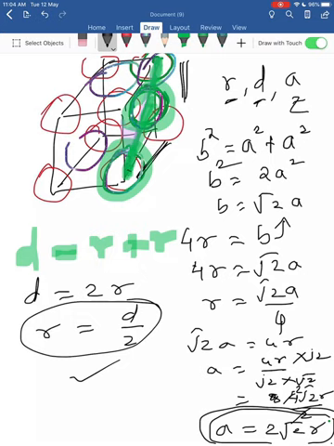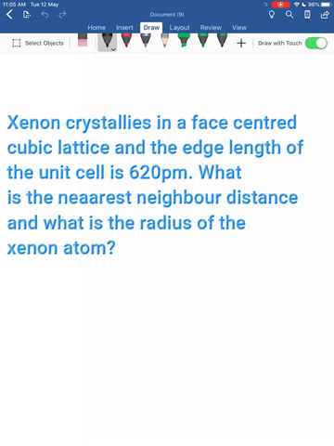Now let us see a question. What type of question you may be getting in the exam with respect to this kind? Let me tell you exactly what that is. The question says, xenon crystallizes in a face-centered cubic lattice and the edge of the unit cell is 620 picometer. What is the nearest neighbor distance and what is the radius of xenon atom?